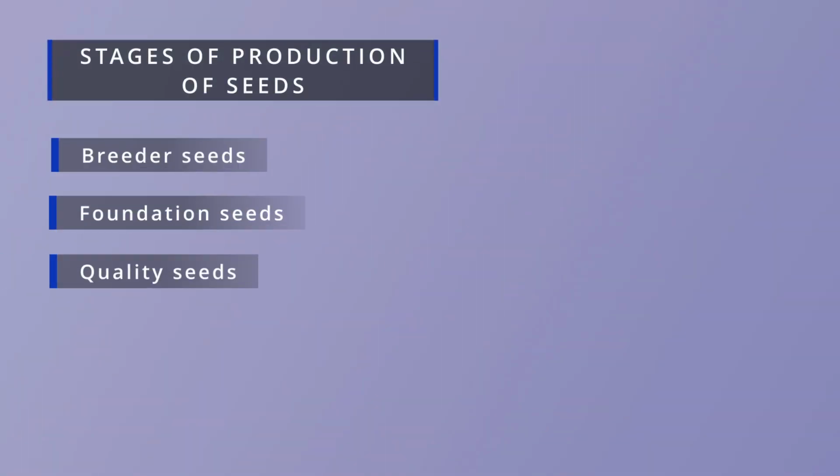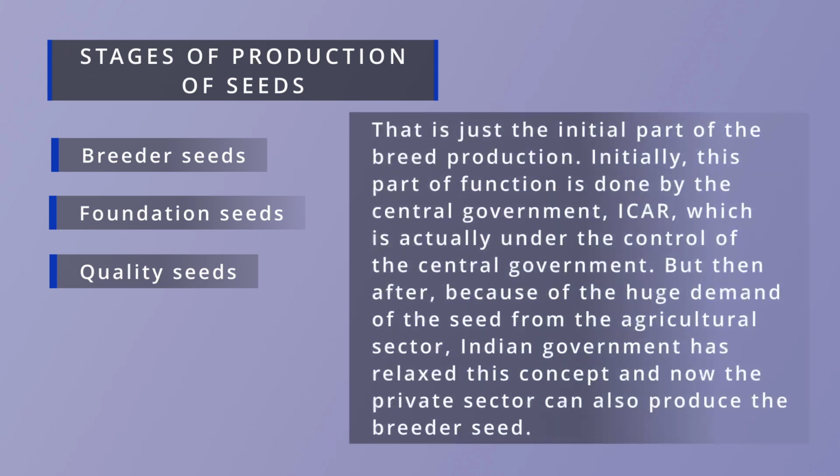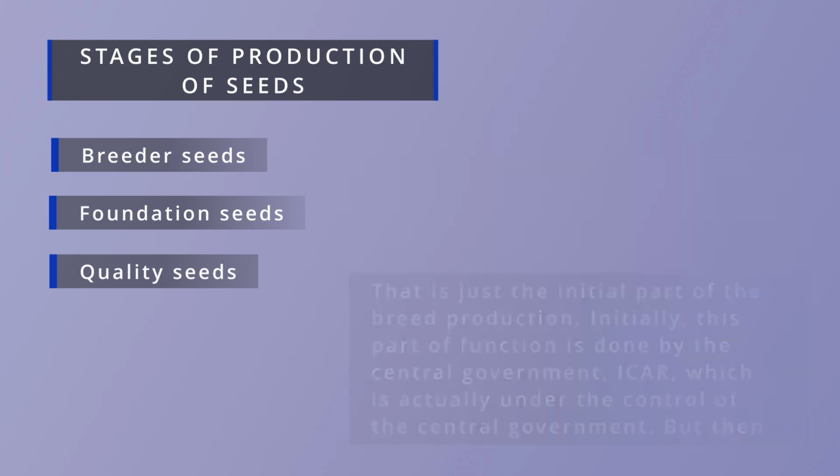Now we are going to discuss the stages of seed production. Basically, there are three stages of seed production. The first one is the breeder seed, that is just the initial part of the seed production. Initially, this function is done by the central government, ICAR, which is under the control of the central government. But after that, because of the huge demand for seed from the agricultural sector, the Indian government has relaxed this concept, and now the private sector can also produce the breeder seed.